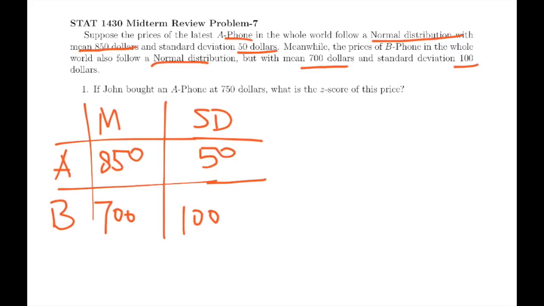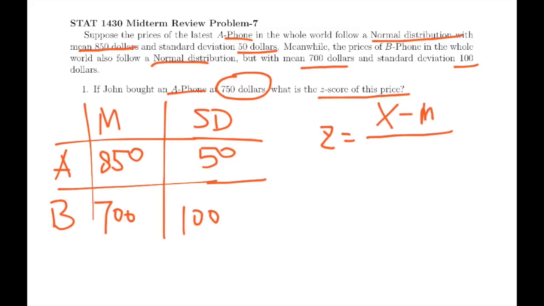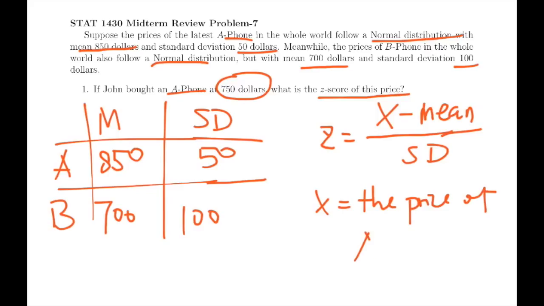Okay, so for the first part, suppose John got a phone at $750 and we want to find the z-score of this price. Because the price of A follows a normal distribution, we can find the z-score of it. So remember the general formula for the z-score is small z equal to x minus mean, divided by standard deviation. Here in this setting, x is the price of the A phone in the whole world.